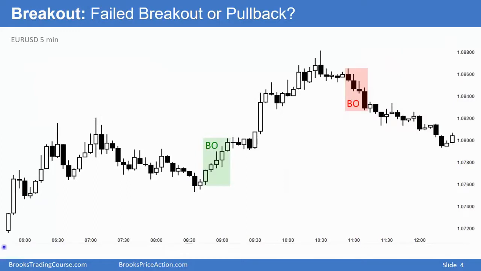We have a bear channel, so a bull flag. It's about a 50% pullback of this initial rally. And we have a bull breakout. We have a bull bar here, so it's a breakout, and the breakout extended for another 5 bars. So you can say the 6-bar rally is a 6-bar bull breakout.